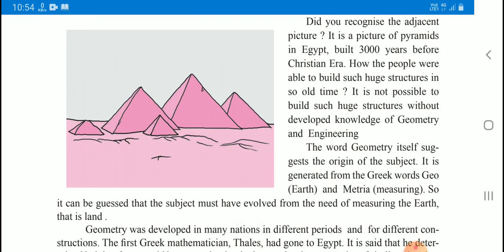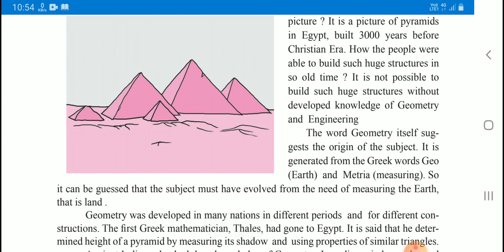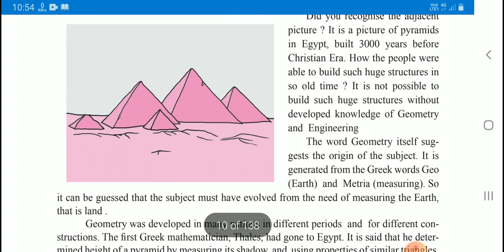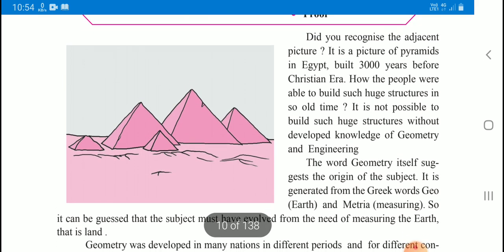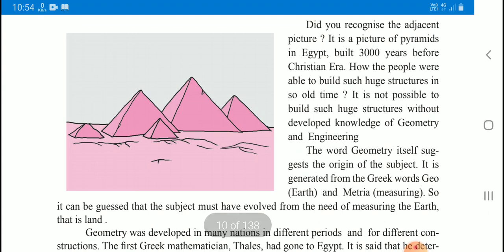Now, I will read from your book. Did you recognize the adjacent picture? It is a picture of pyramids in Egypt, built 3000 years before the Christian era. How were the people able to build such huge structures in such an old time? It is not possible to build such huge structures without developed knowledge of geometry and engineering. It means that at that time also a few mathematicians and engineers were present to build these structures.